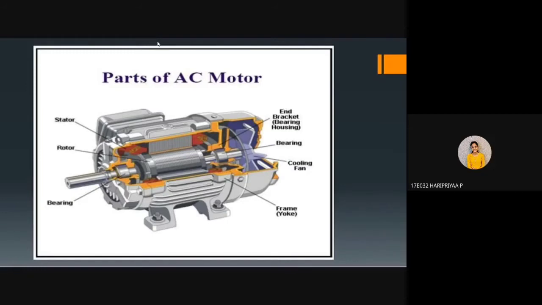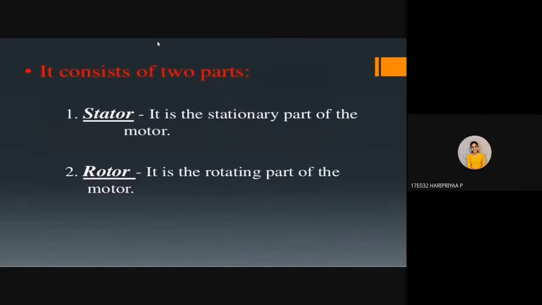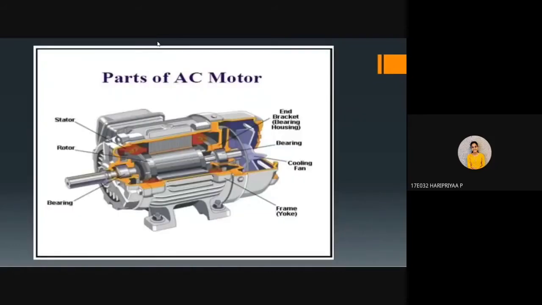The AC motor is also called an asynchronous motor. It has two parts, a stator and a rotor. The stator is the stationary part of the motor and the rotor is the rotating part of the motor. The stator is in this red colored part, which is the stationary part, and the rotor, which is the middle part, is cylindrical in shape and is the rotating part.